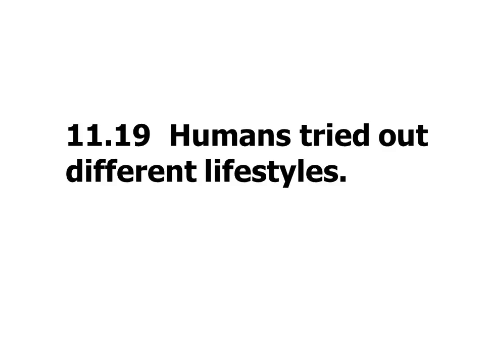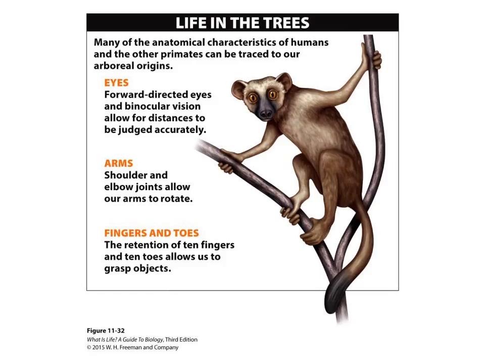The evolutionary lineage to which humans belong, the primates, originated about 55 million years ago. So know that, 55 million. Again, primates evolved 55 million years ago. We can get an idea of the appearance of the ancestral primate from the modern species of tree-living mammals called prosimians, which is a group that includes lemurs. Many of the anatomical characteristics of humans and other primates can be traced to our arboreal origin, meaning living in the trees.